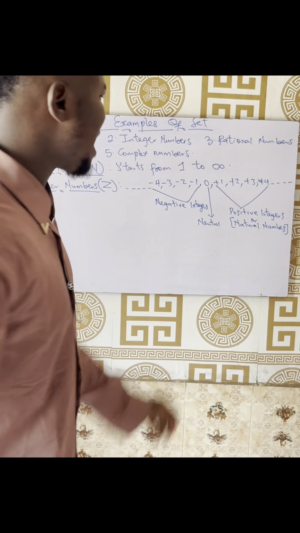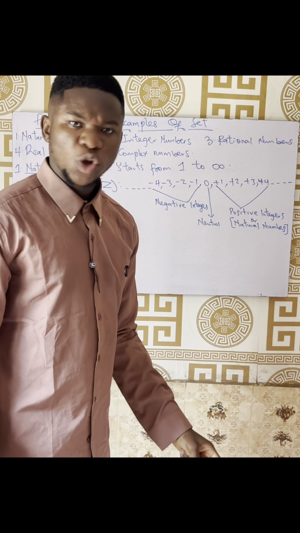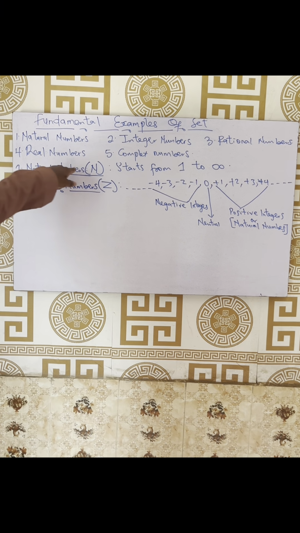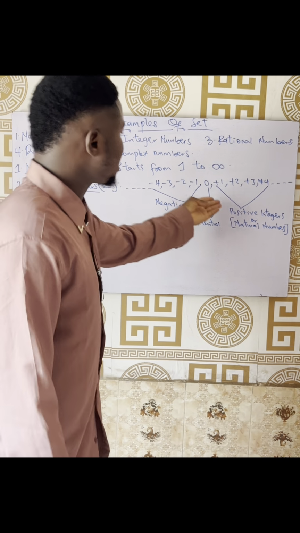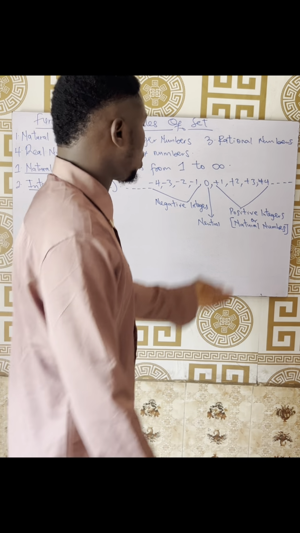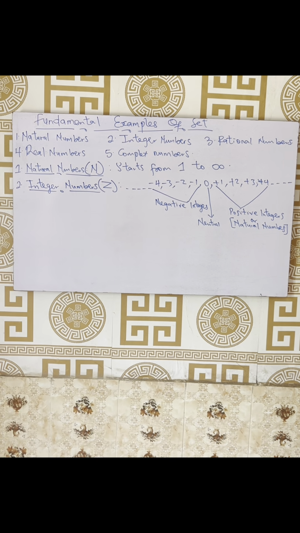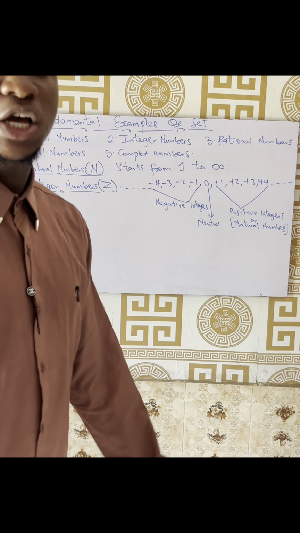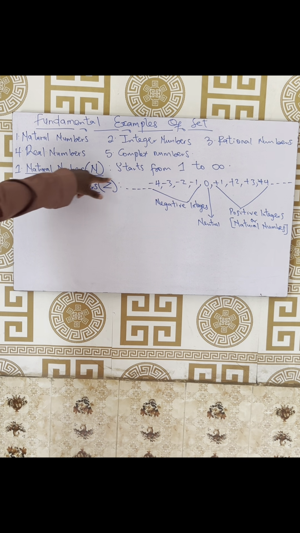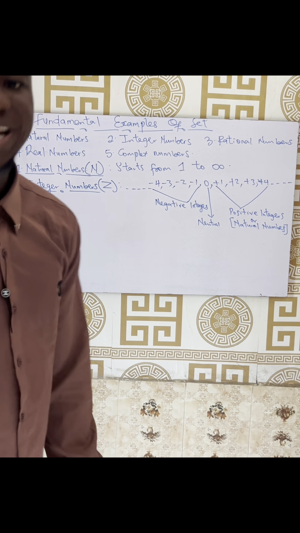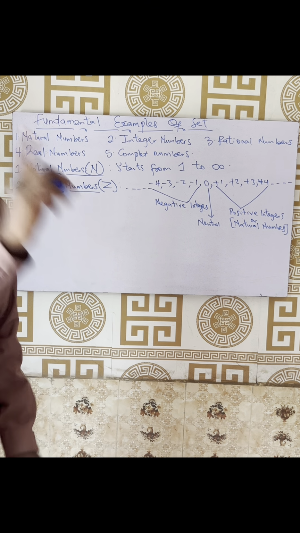You will now see that the positive integers start from 1 to infinity. Also, natural numbers start from 1 to infinity. That is why positive integers can also be referred to as natural numbers. Are you there? Any number that starts from 1 to infinity can be referred to as natural numbers or positive integers. So we can say that all natural numbers are present in integer numbers, but all integer numbers are not present in natural numbers.